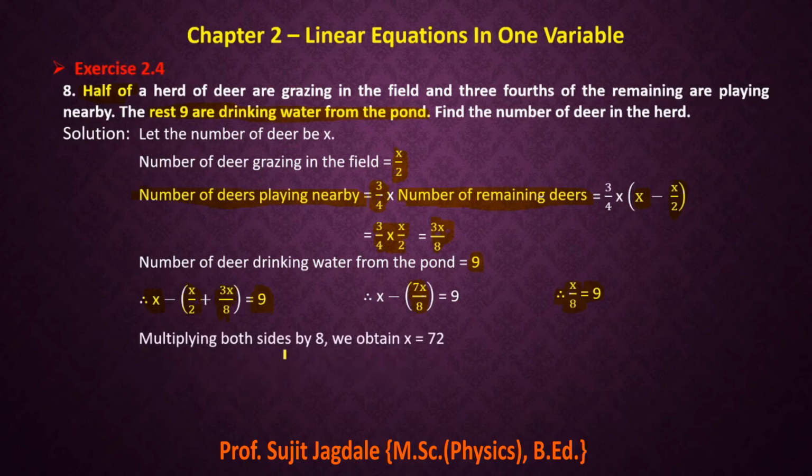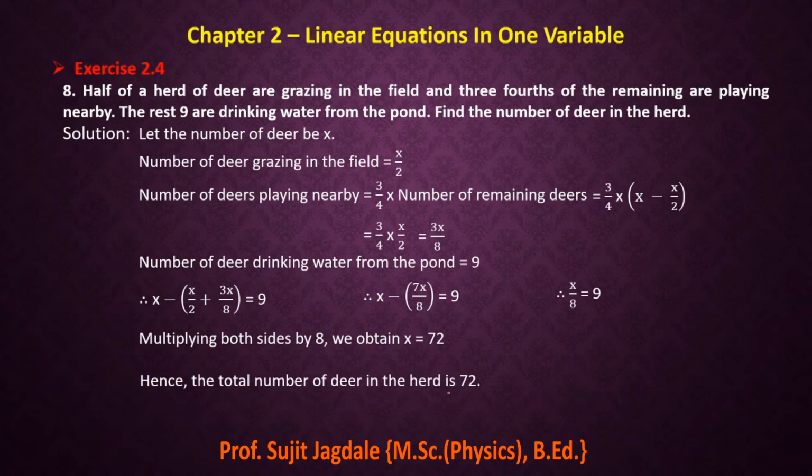And here, multiplying both sides by 8, we obtain x equals 72, because 9 eights are 72 and this 8 is going to be cancelled. The calculation is like this: x divided by 8 into 8 equals 9 into 8. So here the 8 is cancelled and we get x equals 72. So here we can say that the total number of deer in the herd is 72.